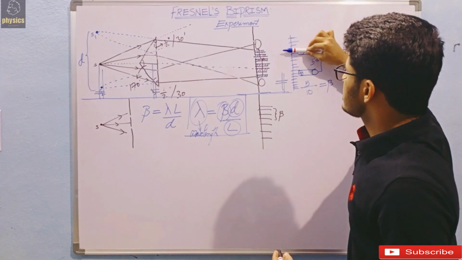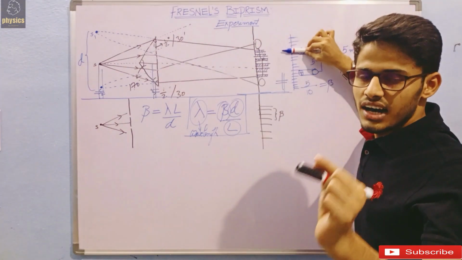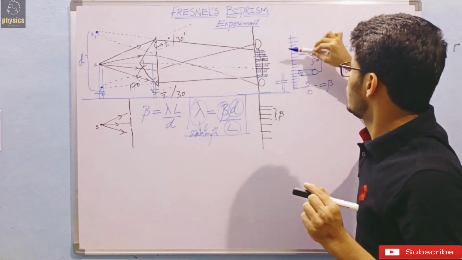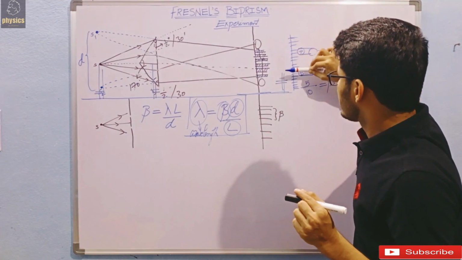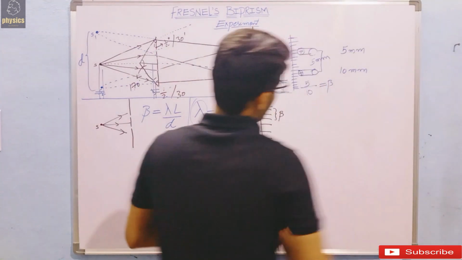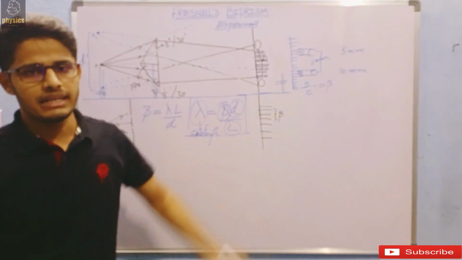Initially I have taken the dark fringe, so at the end I am taking a dark fringe only. If you take bright, here also you have to take bright only. So this is how you can find out the beta value.